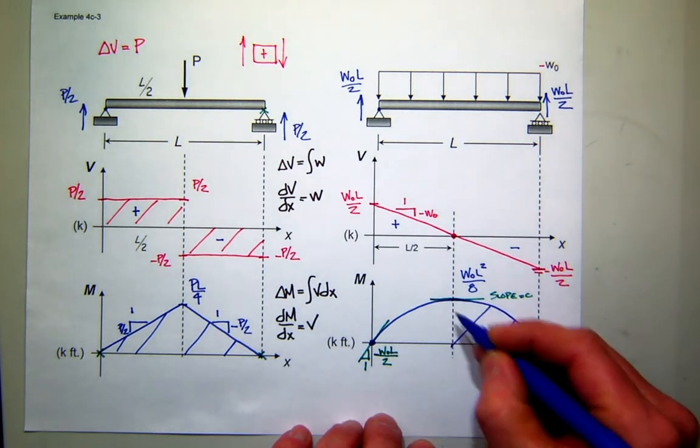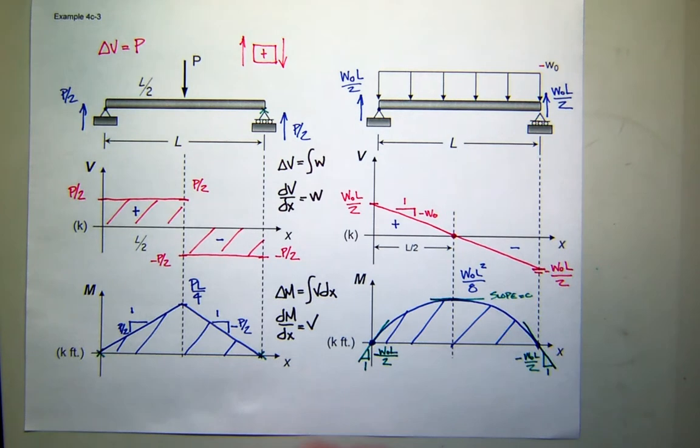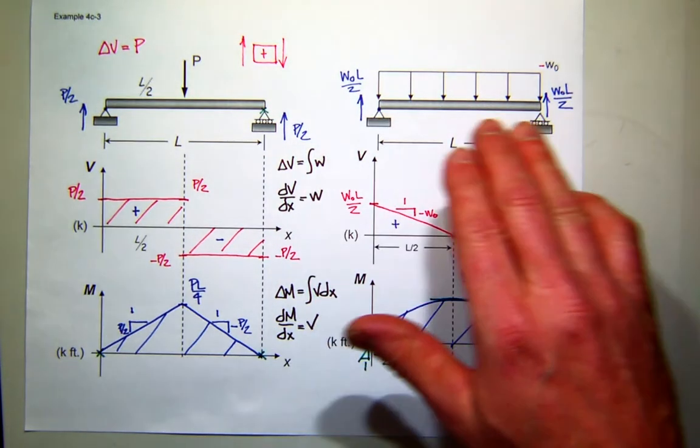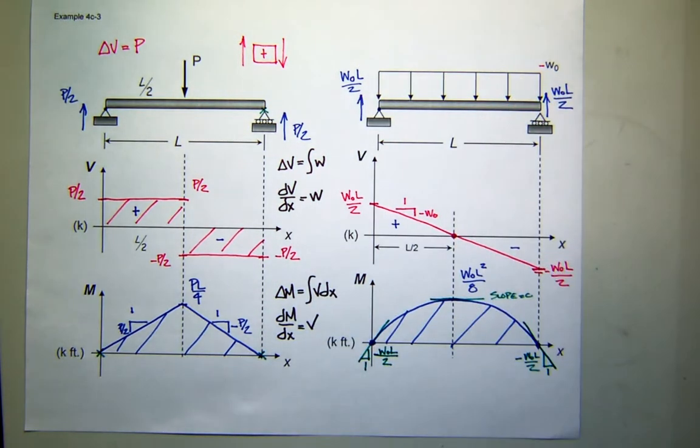So what is the maximum moment in this beam? W naught L squared over 8. That's one you'll see quite a lot because we have a lot of simply supported structures with uniform load. So as you advance into your design courses, your instructors will probably just expect you to know that this is W L squared over 8. You may not memorize it or remember it, but you could quickly do the moment diagram and reacquaint yourself with that. So any questions on this one? All right.